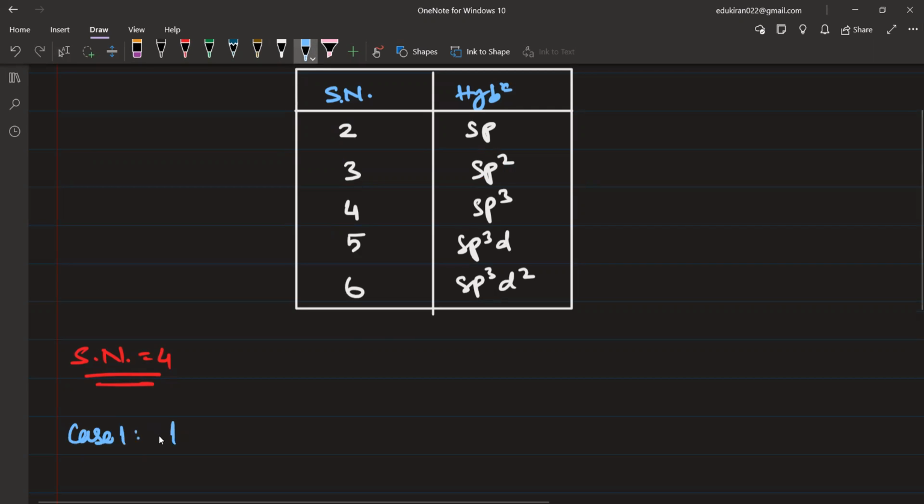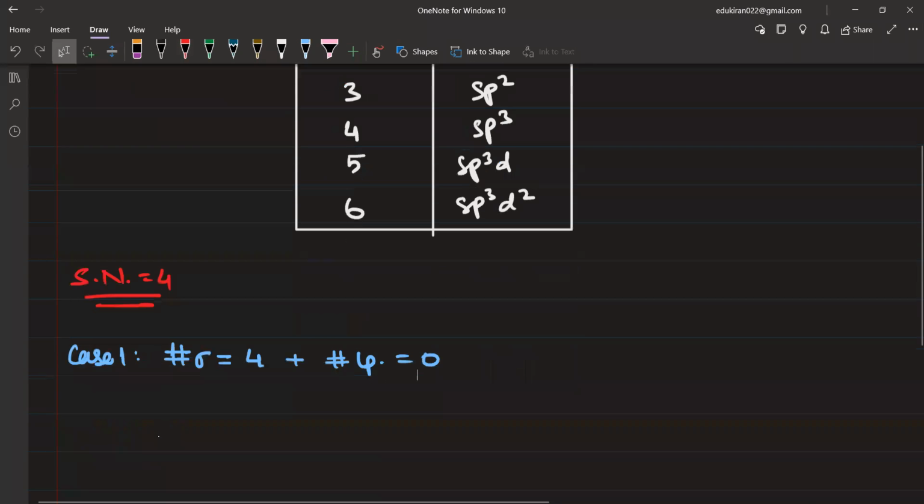So, in this case, the number of sigma bonds will be equal to 4, plus number of lone pairs is equal to 0. Now, if you are going to have 4 sigma bonds, that means I will have a molecule of this kind, AB4.